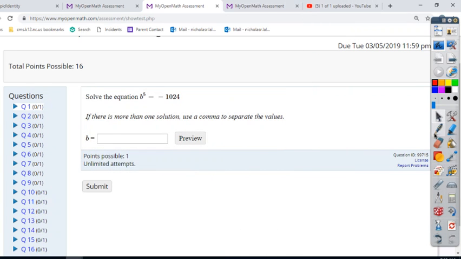Hello, pre-calc students. Doing a walkthrough of the exponential function. So we need to solve for b. We have b to the 5 is equal to negative 1024. In order to isolate b, you could raise b to the 1/5 power. After you raise b to the 1/5 power, that will cancel out your b.